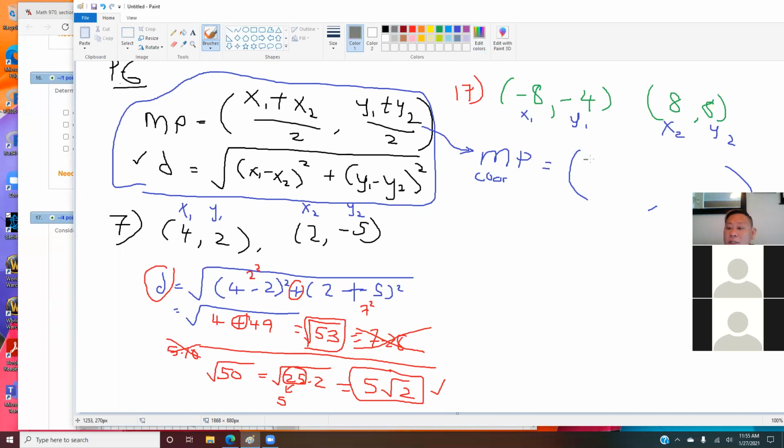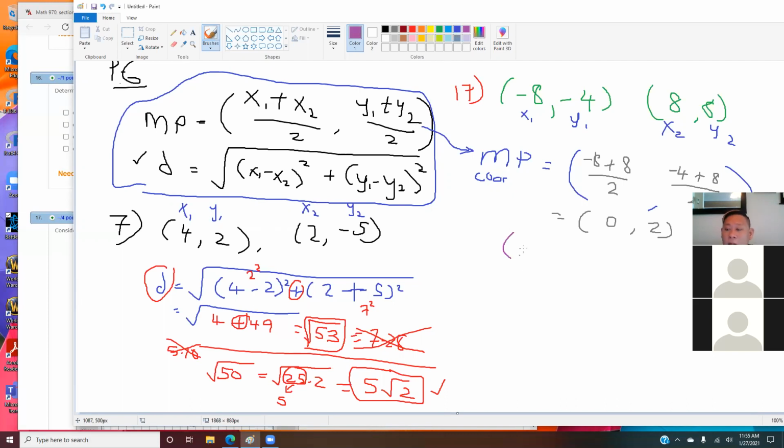So what you do is you take the x1, which is -8, plus x2, which is 8, and then divide by 2. So you take this one plus that. And then you take the y, do the same thing, -4 plus 8 divided by 2. So this will give me 0 because -8 plus 8 is 0. And this will give me 4 over 2, which is 2. So your midpoint is 0, 2.